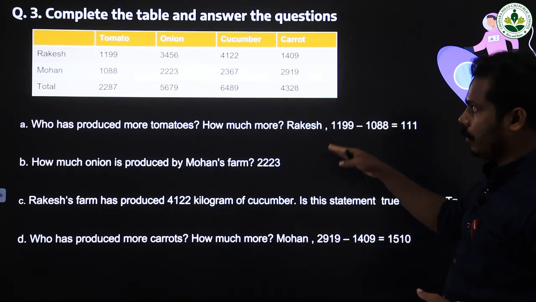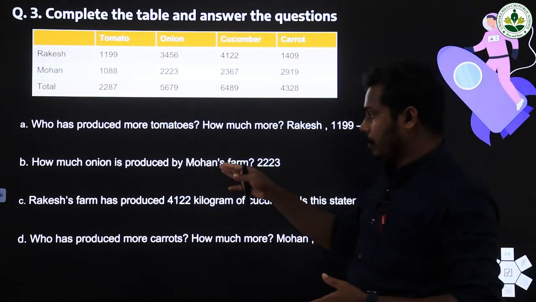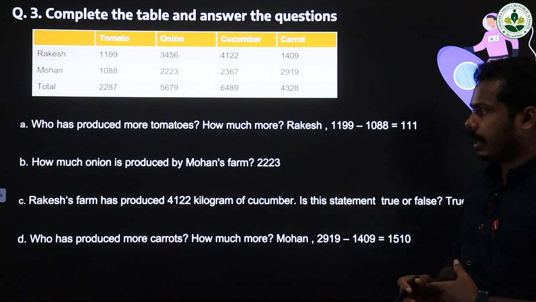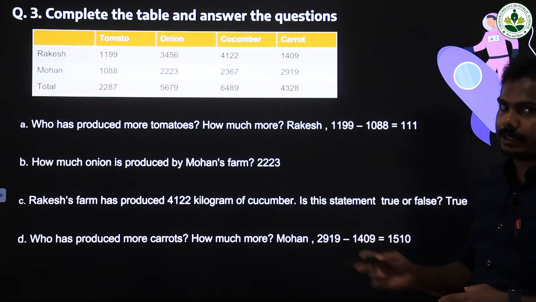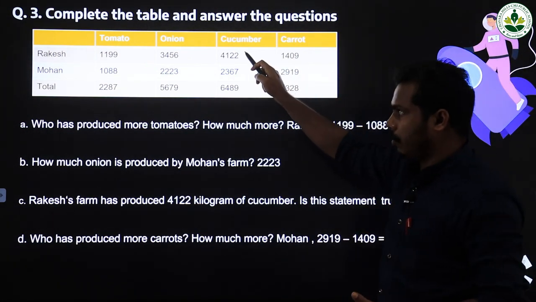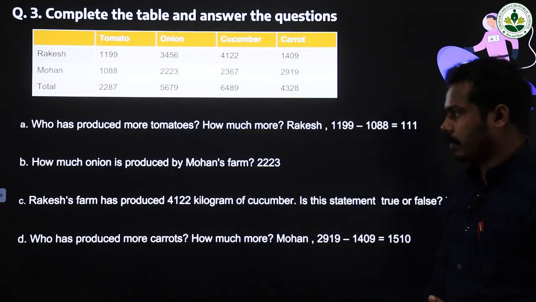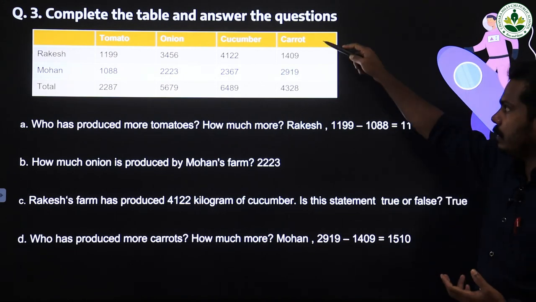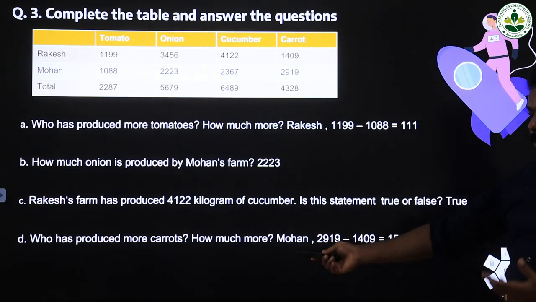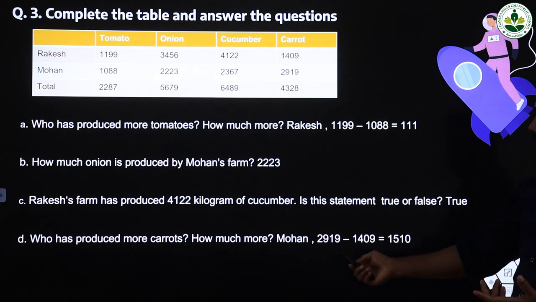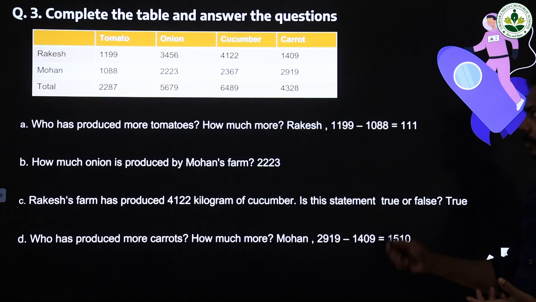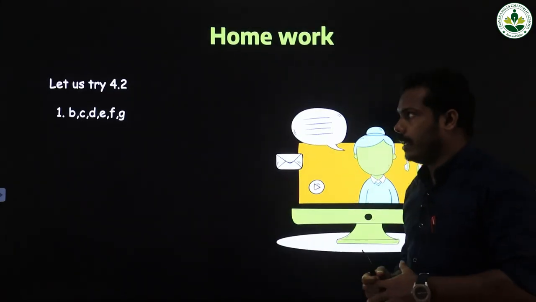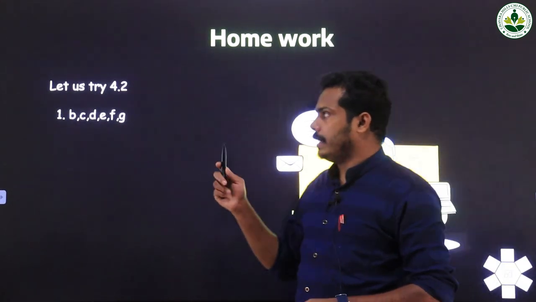Our first question: who has produced more tomatoes and how much more? Easily we can find Rakesh produced more tomatoes, and the difference is 111. Second question: how much onion is produced by Mohan's farm? We find the difference between these two numbers, and we got the answer 2223. Third question: Rakesh's farm has produced 4122 kilograms of cucumber. Is this statement true or false? The number of cucumbers that Rakesh's farm produced is 4122, so this statement is true. And the final question: who has produced more carrots? The second number is the bigger number, so Mohan produced more carrots, and the difference, 2919 minus 1409, is 1510.